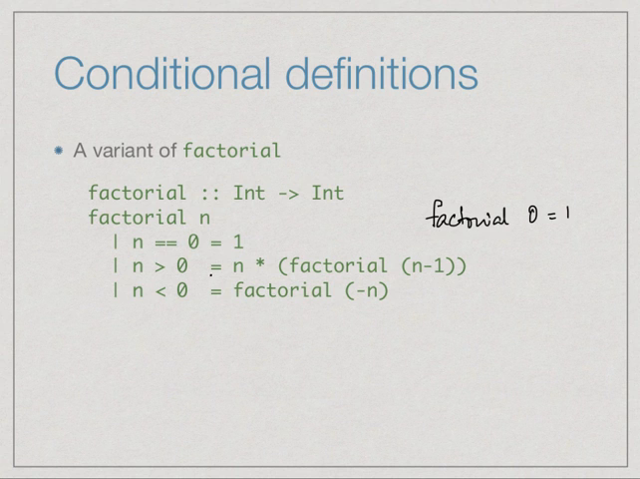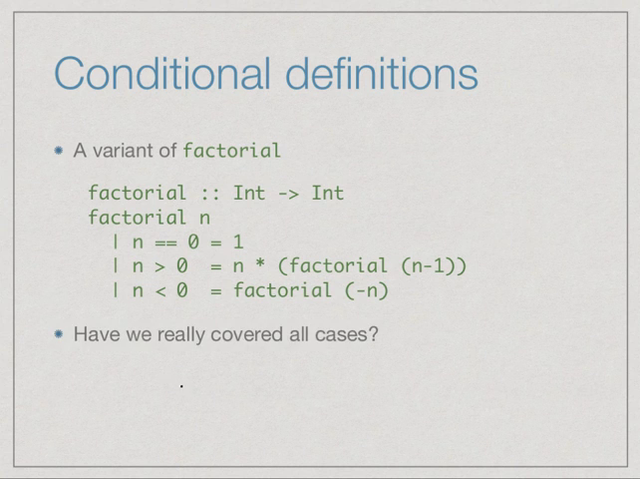Else, if n is greater than 0, then the answer is n into factorial n minus 1. Else, if n is less than 0, then factorial is the value of factorial minus n. So now notice that we are forcing ourselves to give a guard for each case. And in particular, we might reach a situation where we wonder whether there is a value of n. This here we can check that n must be 0 or greater than 0 or less than 0.